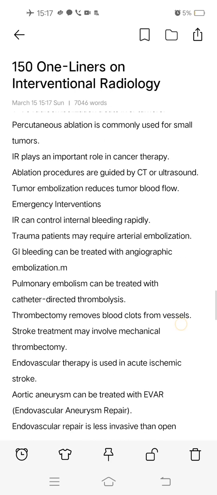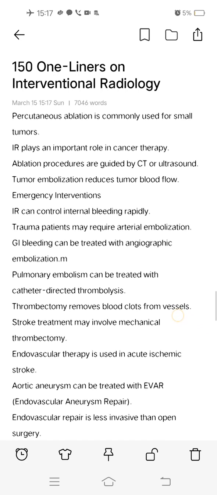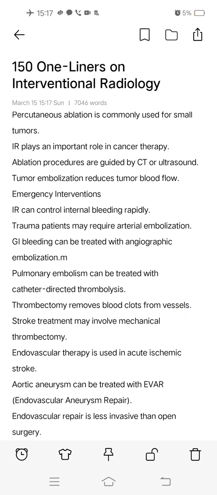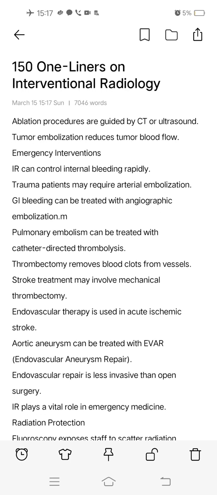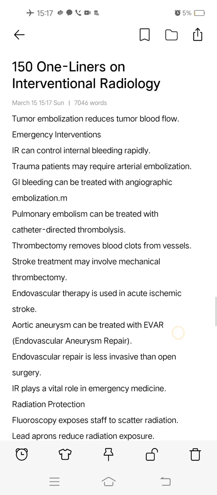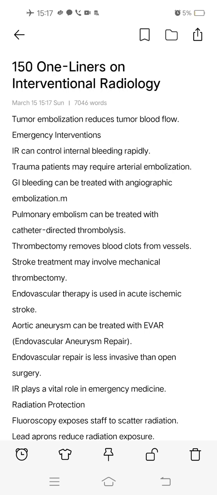Emergency interventions. IR can control internal bleeding rapidly. For trauma patients, it may be required to embolize the artery, called arterial embolization. GI bleeding can be treated with angiographic embolization. Pulmonary embolism can be treated with catheter directed thrombolysis. Thrombectomy removes blood clots from vessels.